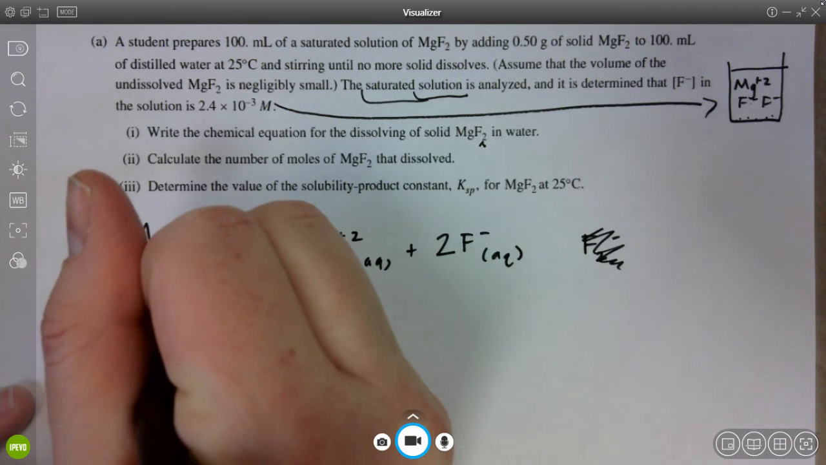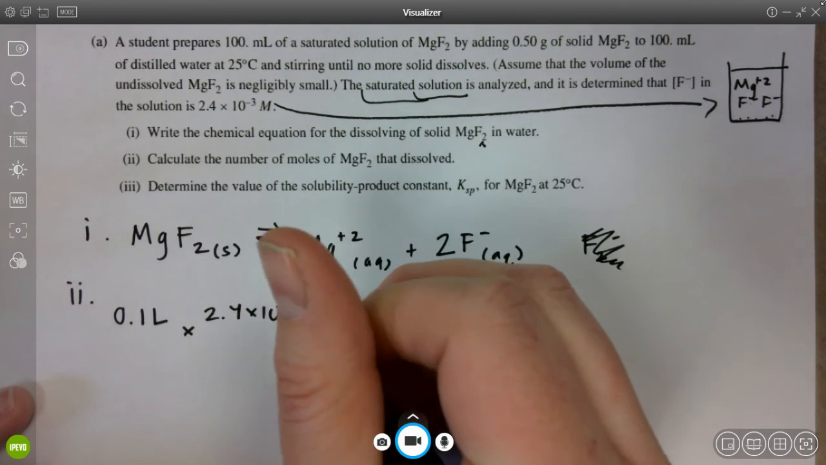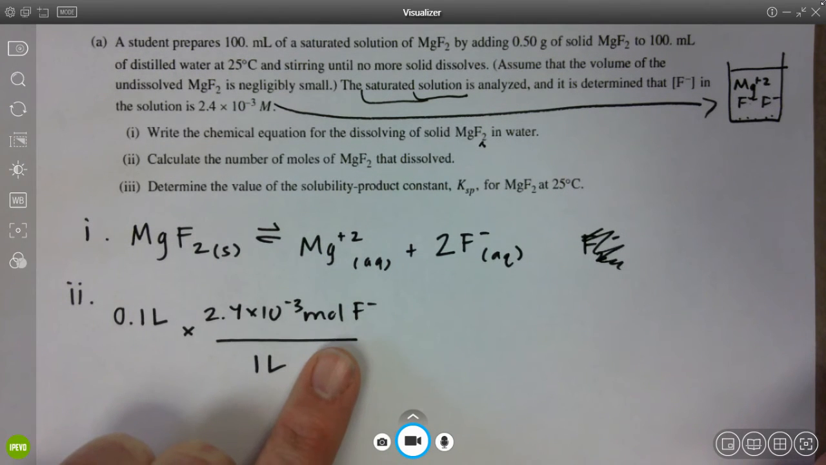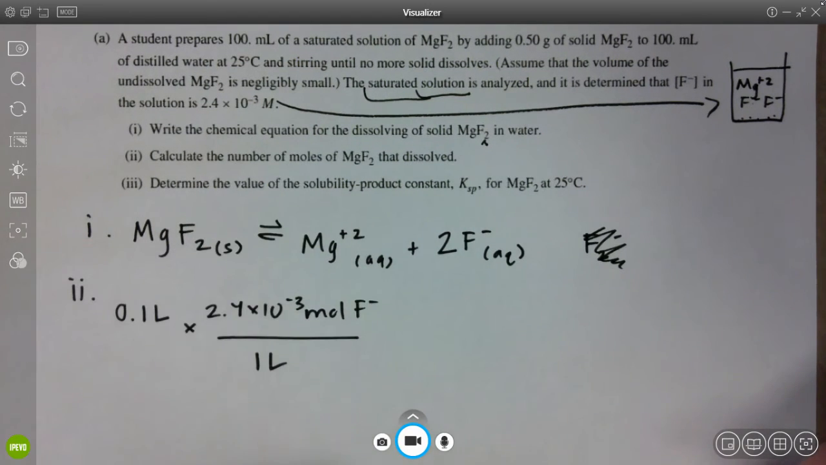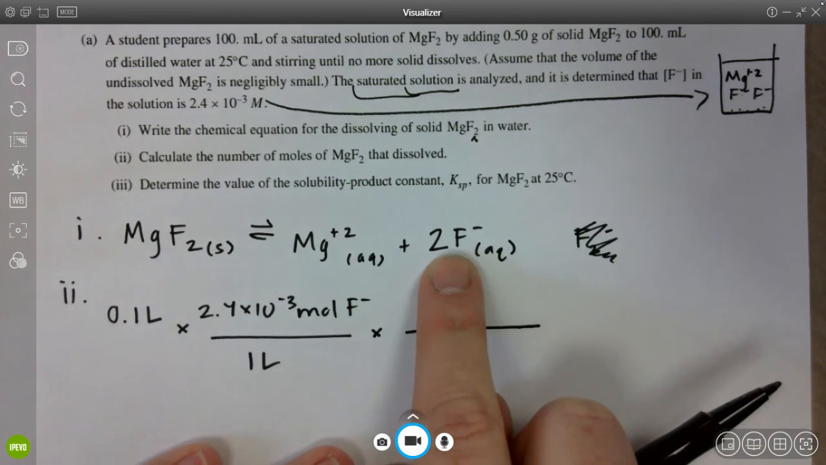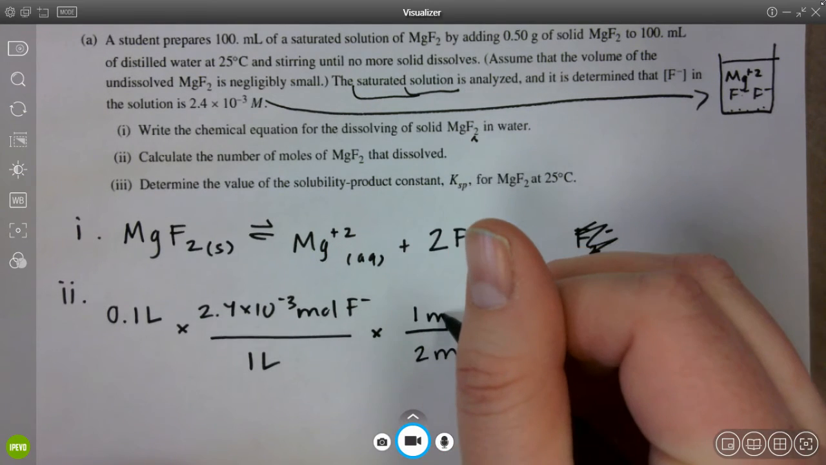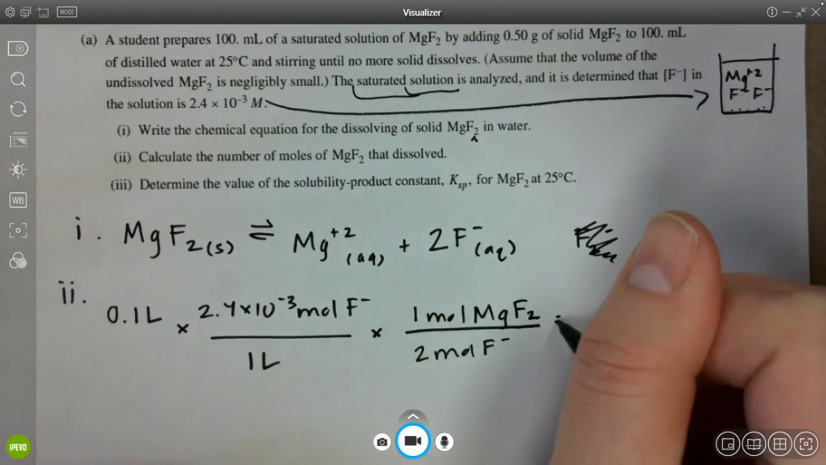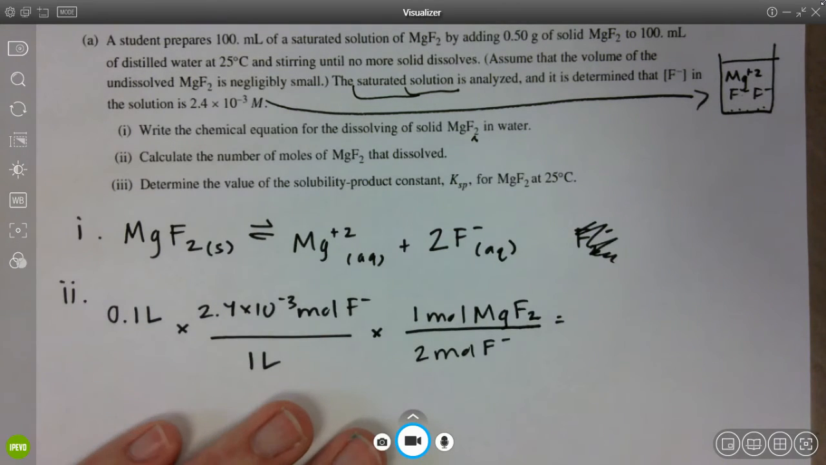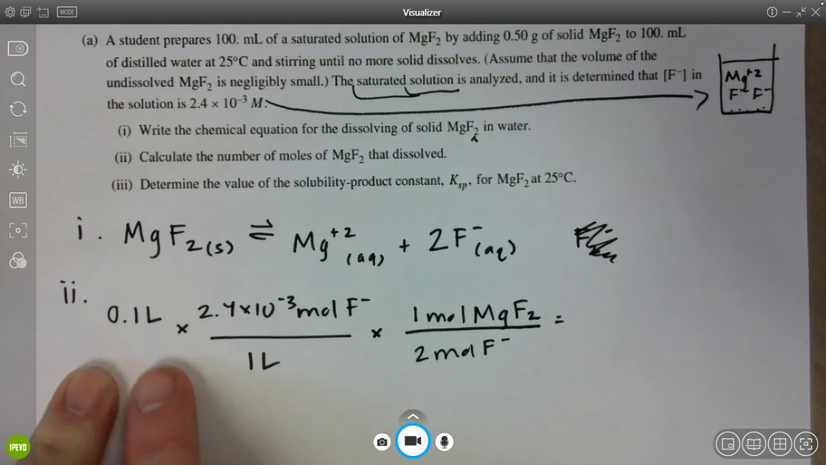So if I have a 0.1 liter solution and I know that my concentration is 2.4 times 10 to the negative third moles of F minus for every 1 liter, that would get me how many moles of F minus I have dissolved. It's not asking that though. It's asking for moles of MgF2. So in this case, the balanced equation here is going to be really important because it's a 2-to-1 mole ratio. So I have 2 moles of F minus for every 1 mole of magnesium fluoride that dissolves. Okay, so I've got moles of MgF2 for what I'm solving for. Everything else cancels out with the units. And if I put this into my calculator, honestly, the math on here should be pretty easy for you to do in your head. Think about this as 0.1.